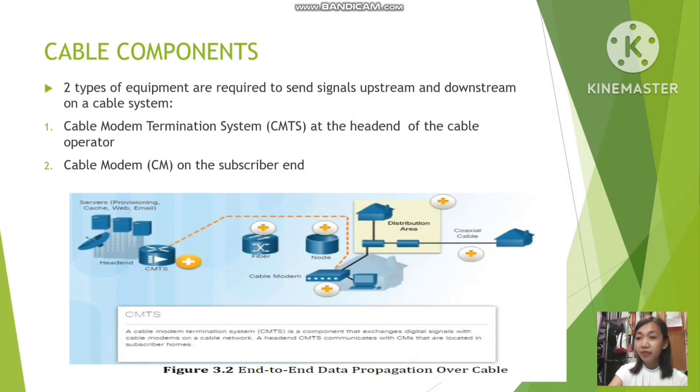So we have the cable components. There are two types of equipment that are required to send signals upstream and downstream on a cable system. One is the cable modem termination system, or the CMTS, at the head end of the cable operator. And the second one is the cable modem on the subscriber end.